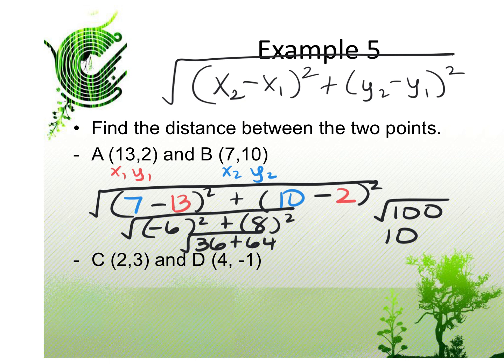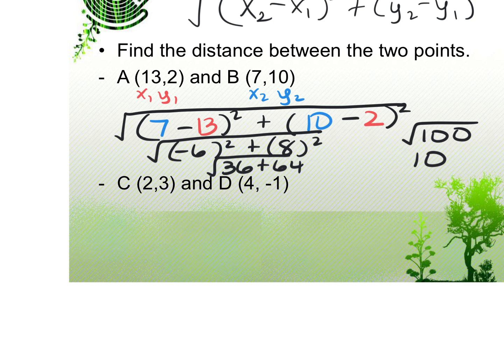Now, if the number that you get after you add is not a perfect square, we're going to leave it in simplest radical form. And I'm going to show you how we break it down. We do a factor tree. But let's go ahead and get, first of all, what's under the radical. So again, I'm going to label this as x1, y1, x2, y2. And now I'm going to plug it into the formula.